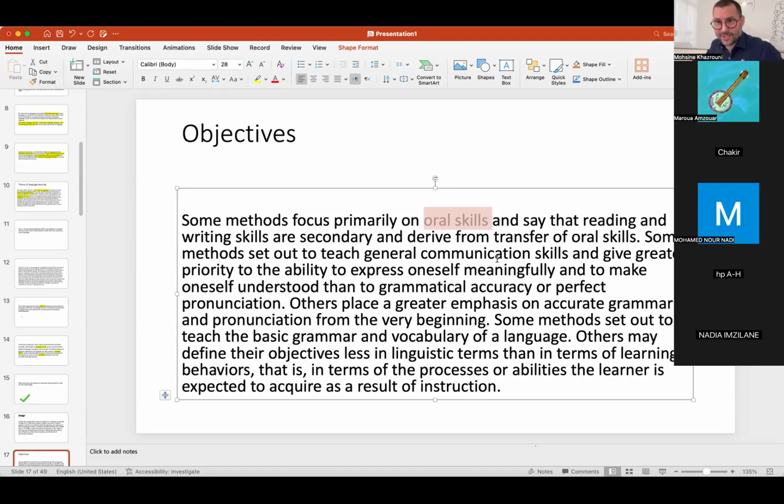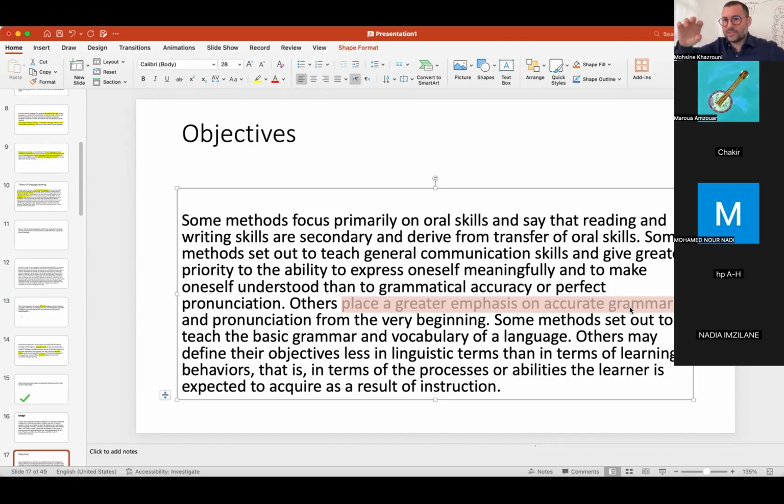Because sometimes the students are lost. They don't know what the objective is. So the objective should be clear for you and for your students. Some methods place a greater emphasis on accurate grammar. My objective behind this lesson: the student should be able to produce accurate grammatical structure.